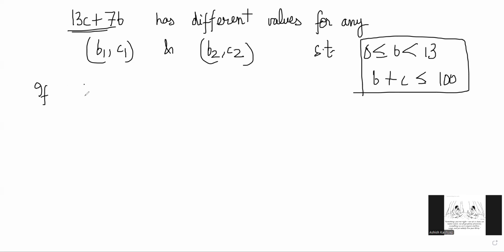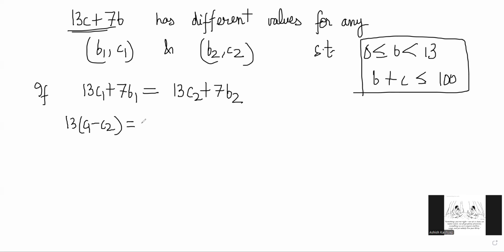If 13C1 plus 7B1 is the same as 13C2 plus 7B2, you can write it as 13 times C1 minus C2 is equal to 7 times B2 minus B1. But since 7 and 13 are co-prime, this implies that 13 divides B2 minus B1. Or you can say B2 minus B1 is divisible by 13.